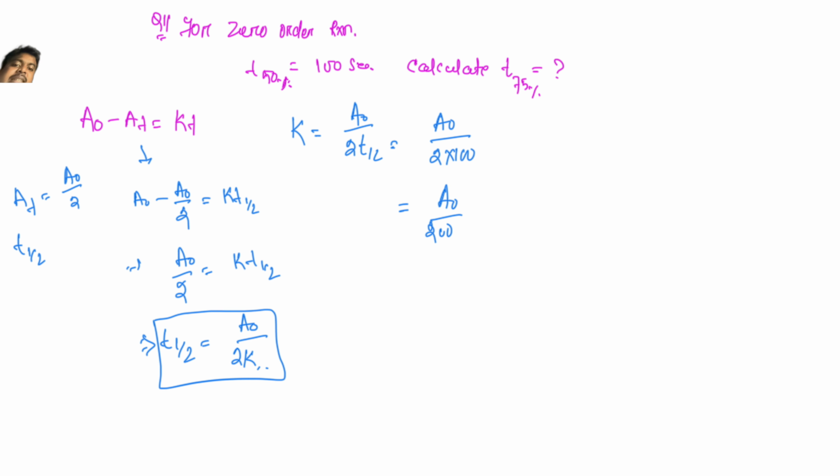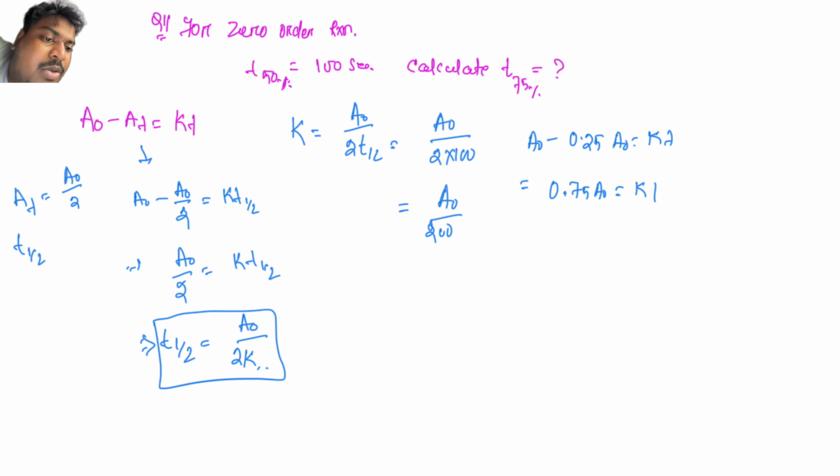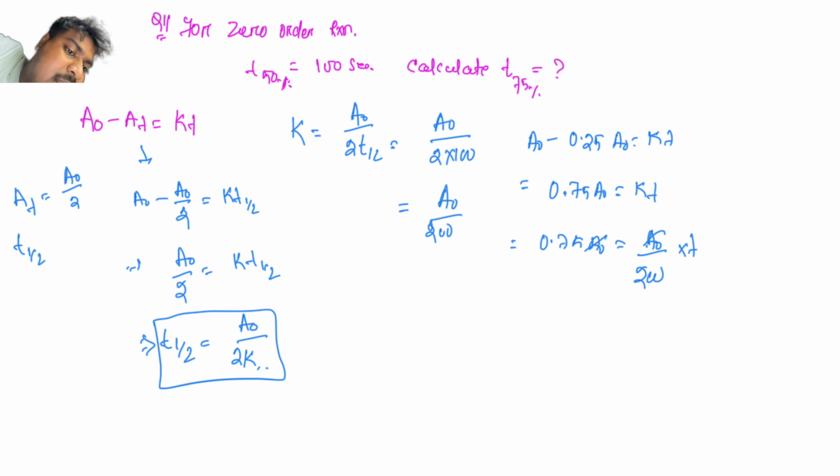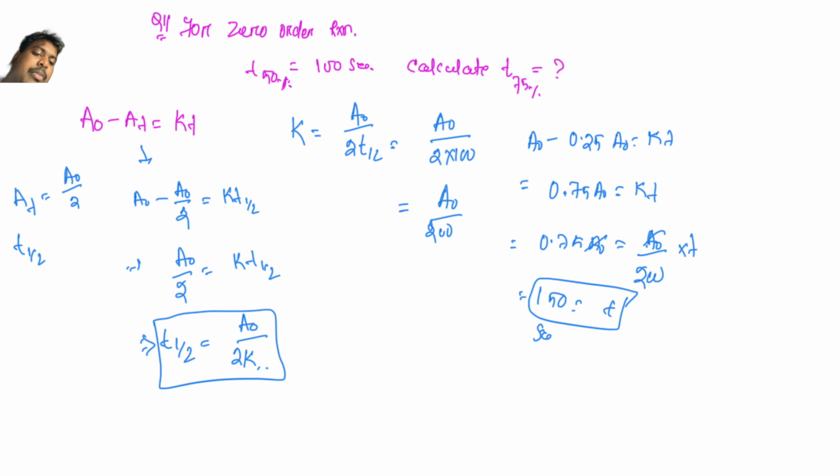Now t75 means 75% has been completed. We will be left with 25%. So I have to put in the reaction: A naught minus 0.25 A naught equal to kt. It will become 0.75 A naught equal to kt. In place of k I can write A naught by 200 into t. A naught will be cancelled. It will be time equal to 150 seconds.